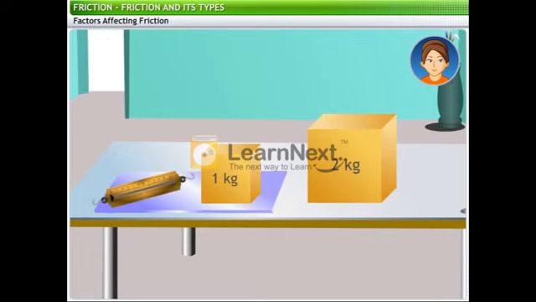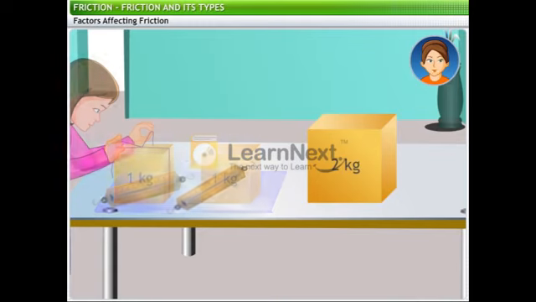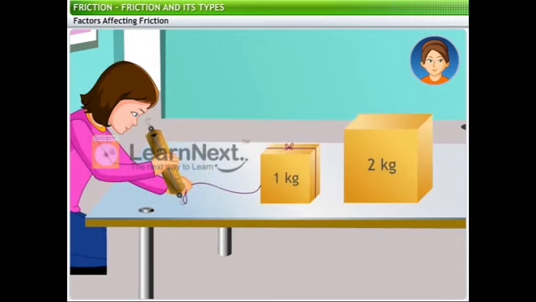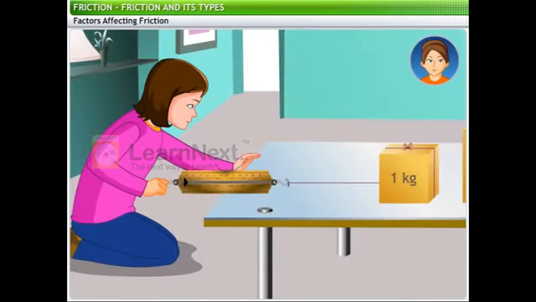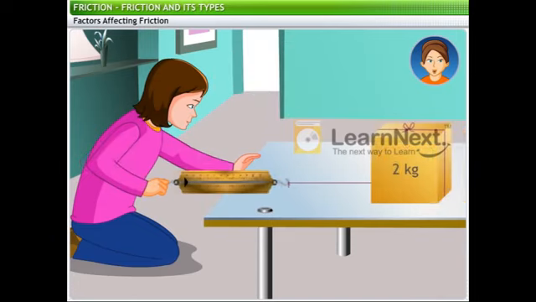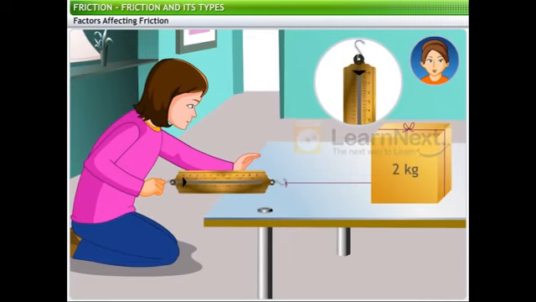Here are 2 wooden blocks. One weighs 1 kilogram and the other weighs 2 kilograms. Let's tie one end of the string to the block weighing 1 kilogram and the other end to the hook of the spring balance. Done. What now? Pull the handle of the spring balance to drag the block on the table and make a note of the reading when the block just begins to move. Next, we repeat the same process for the block weighing 2 kilograms.